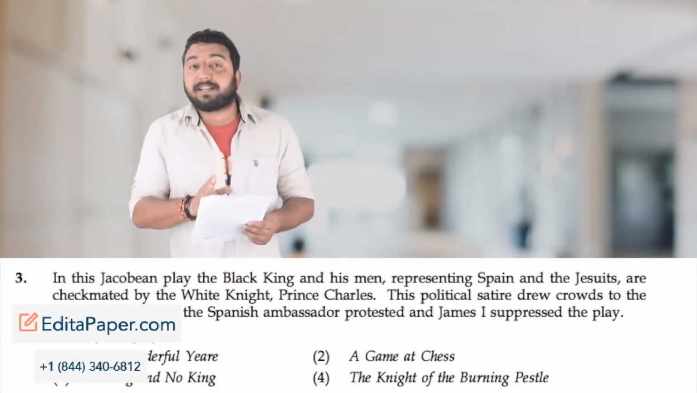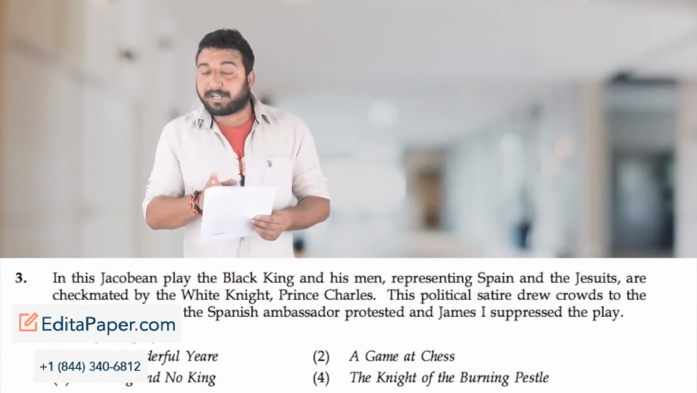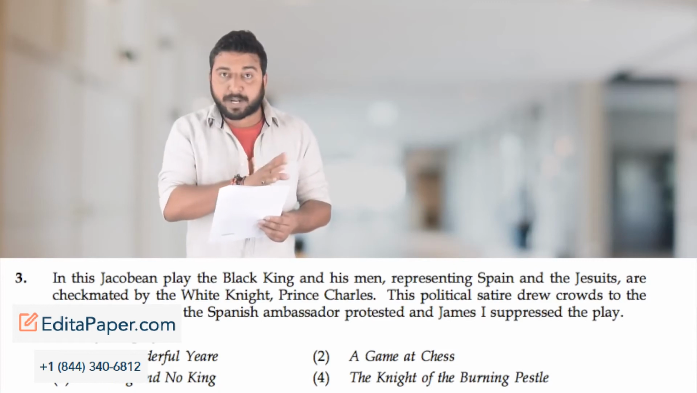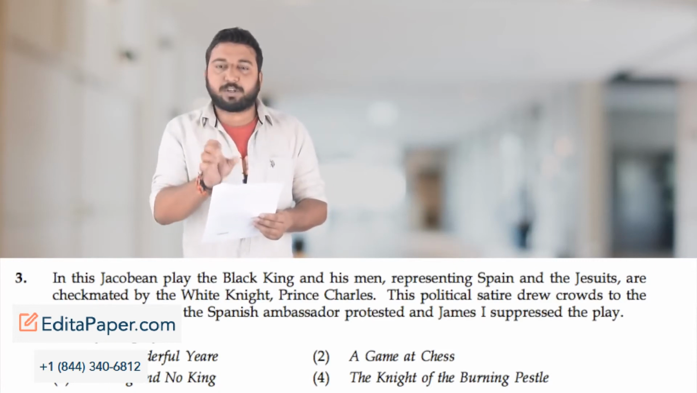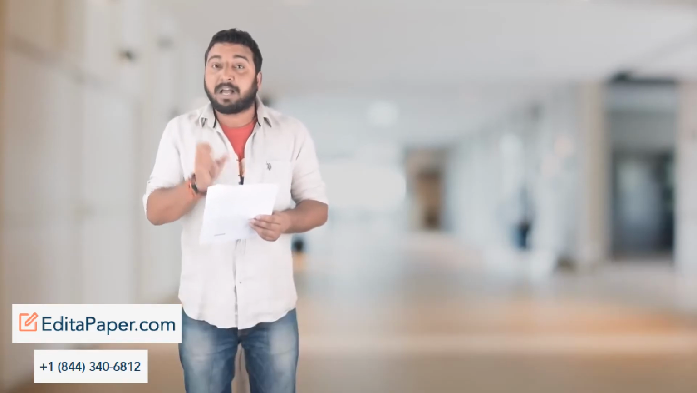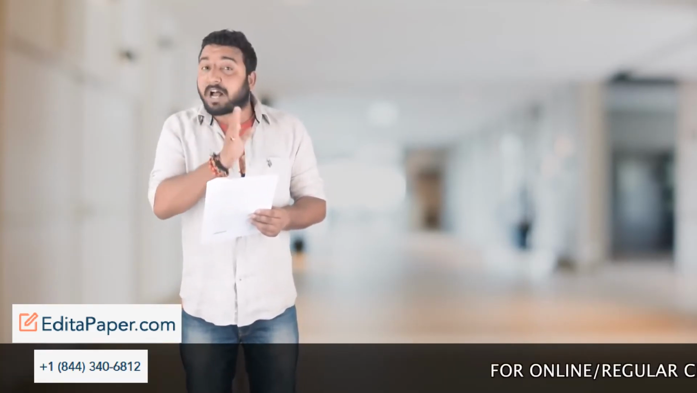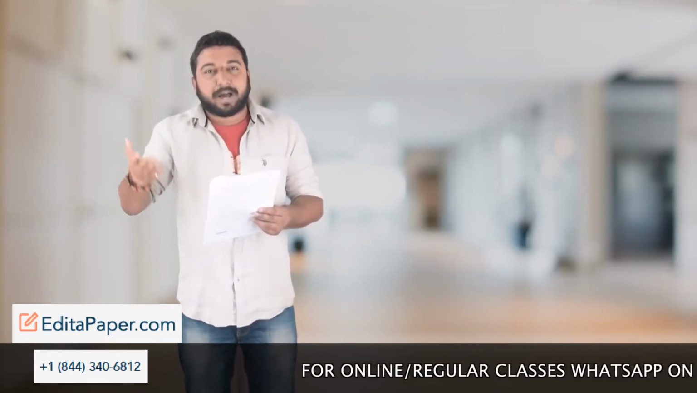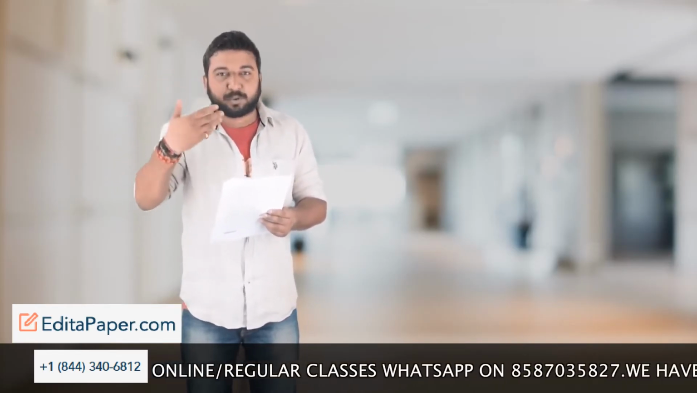Remember, the Black King stands for Philip IV of Spain, and the White King stands for James I. It's based on an actual story, which is the reason why it's a comic satire. There is a marriage proposal of Charles to Infanta Maria, a girl of Spanish origin, and this is the reason it has been written as a comic satire, published in 1624. And in the chess, the black pawns stand for Spain and the white pawns stand for the English. So you just have to go for simple reading.